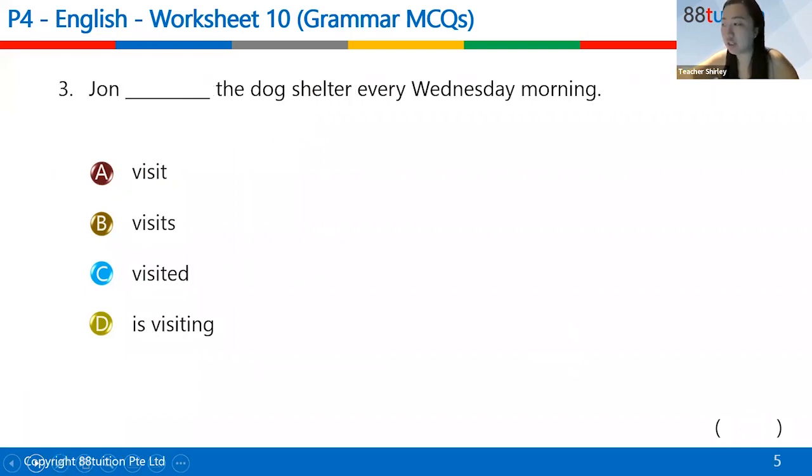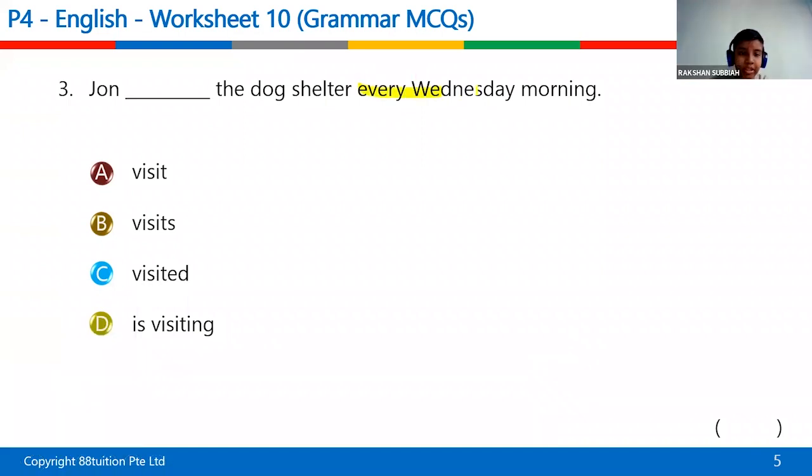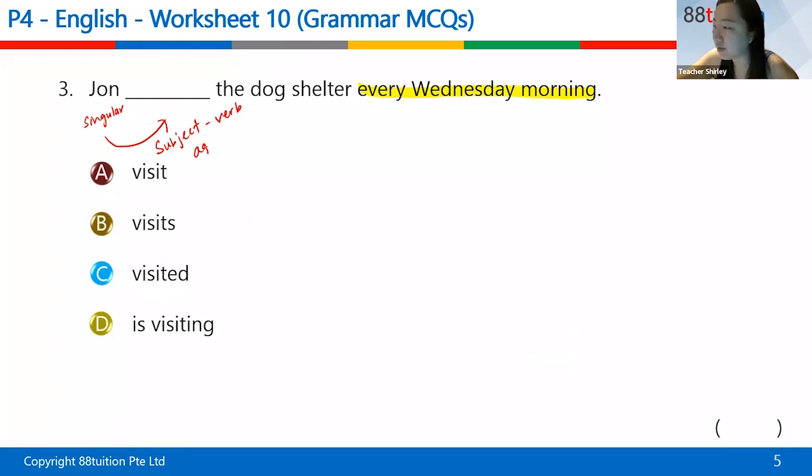John wants the dog shelter every Wednesday morning. Is it B? B, yes, correct. Because John is singular, so there must be subject-verb agreement, right? The subject is John. The subject and verb must agree with each other, okay? So the verb here, because John is singular, and also let's look at the frequency. The frequency is every Wednesday morning.